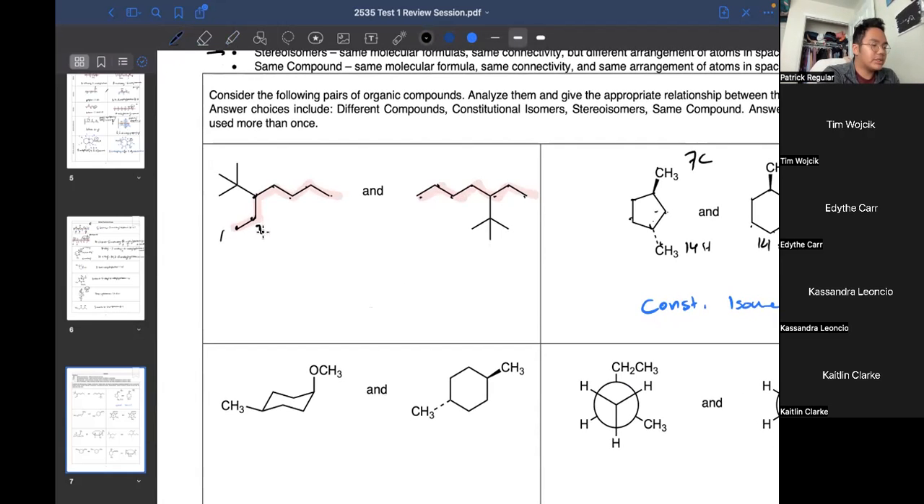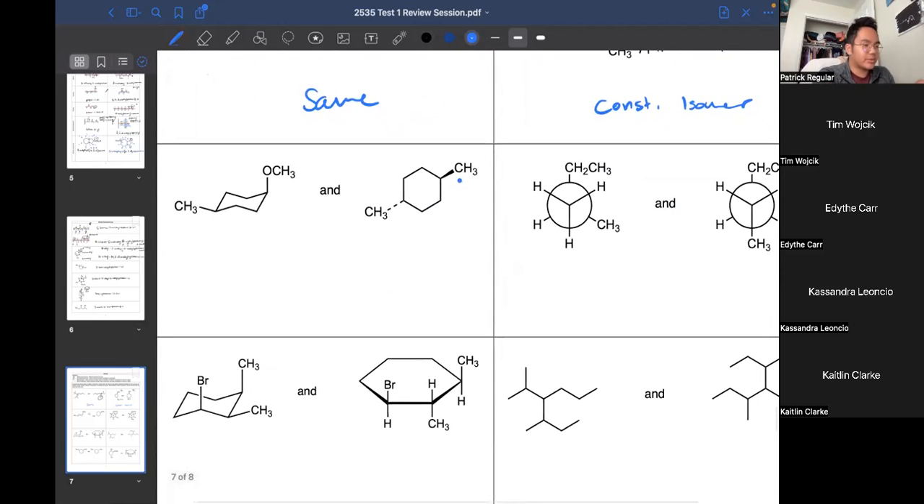Let's number the carbons. 1, 2, 3. This tert-butyl group is on the third carbon in both situations, so they're the same. You guys following?